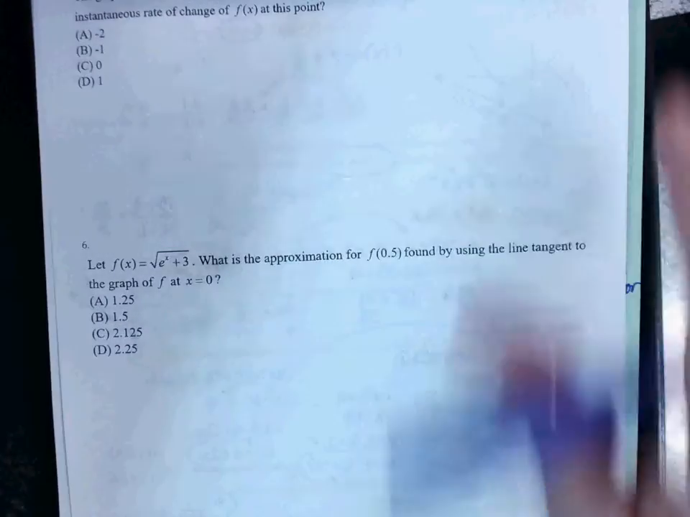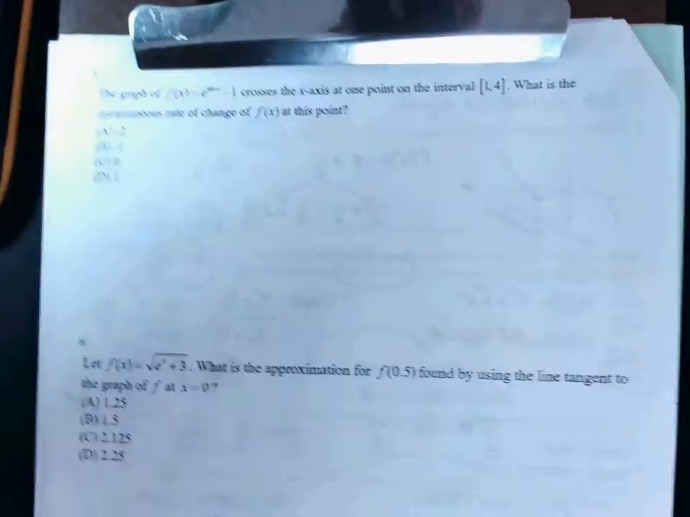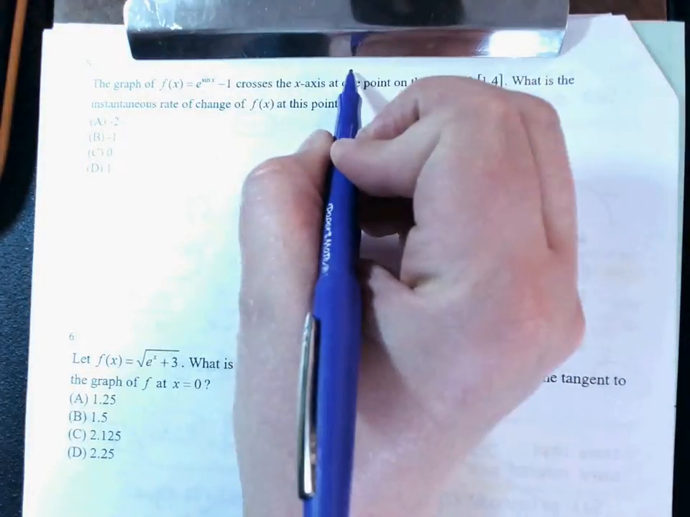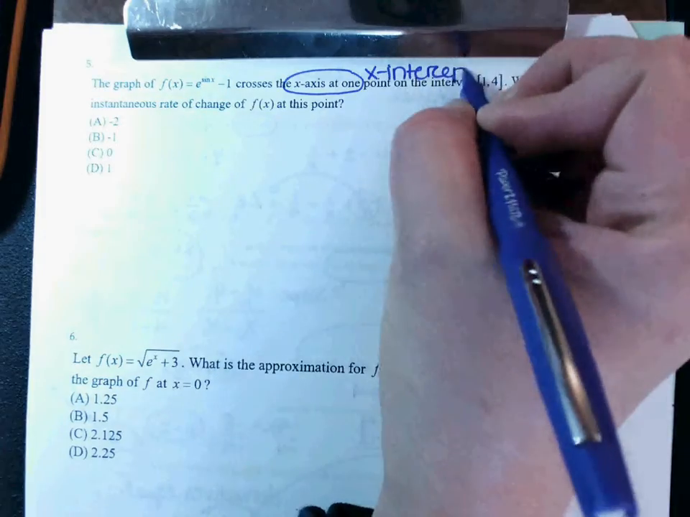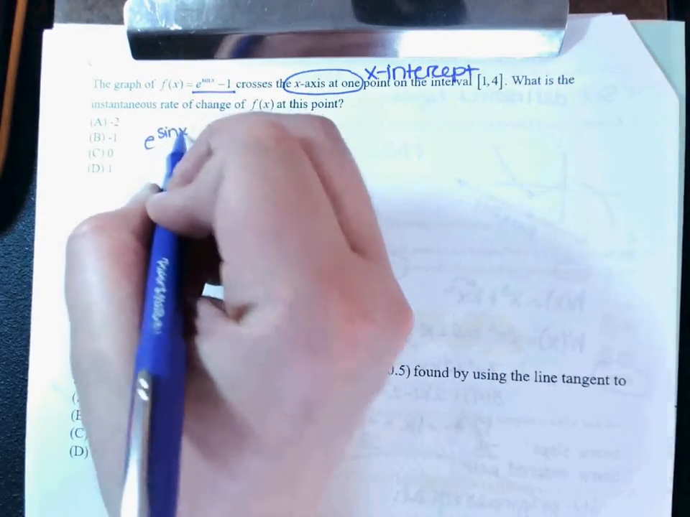Okay, let's do number 5. It says the graph of f of x crosses the x-axis at one point between 1 and 4. What is the instantaneous rate of change of f at this point? So, two things. When it's crossing the x-axis, that's a what? That's an x-intercept. How do you find an x-intercept? You're going to set it equal to 0. Good. Okay, so let's start with that.